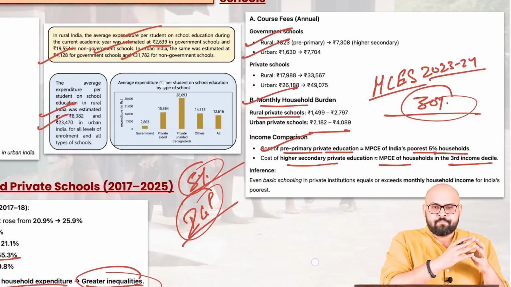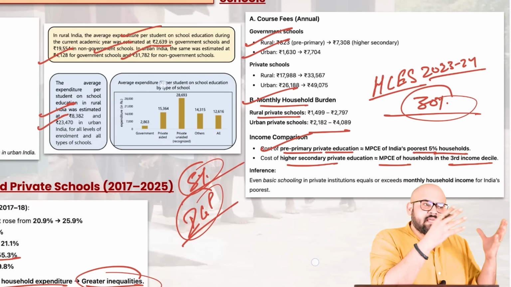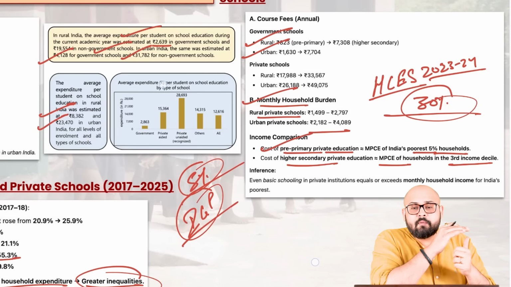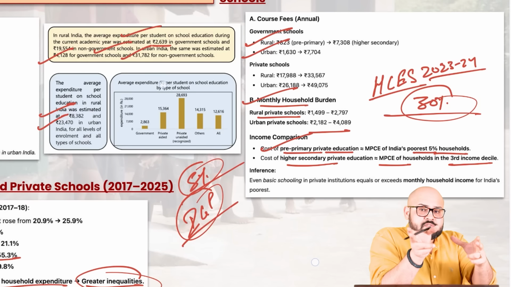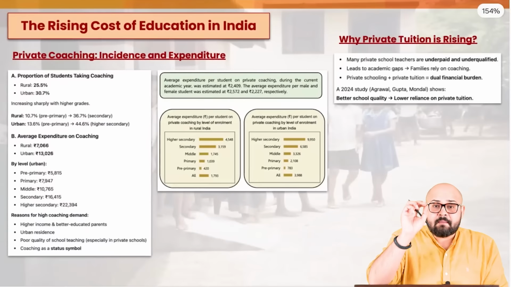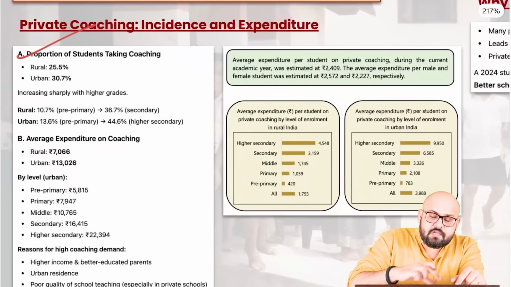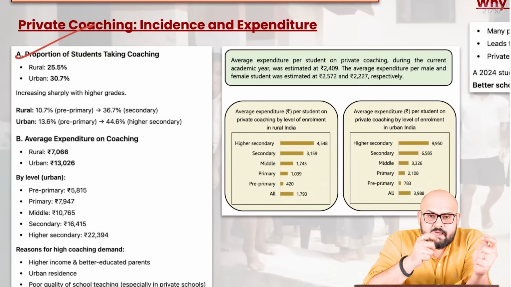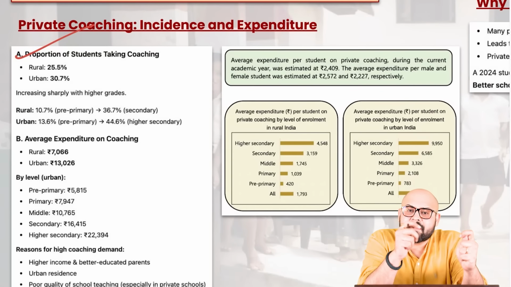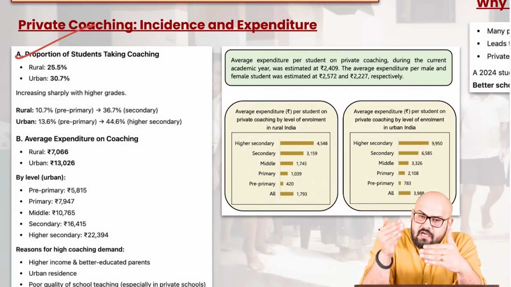Whereas the other people, the rich people, especially in the rural areas and especially in the urban areas, have a lot of options. We'll talk about that, not just private schools; they are also spending a lot of money on private tuitions. If we look at the proportion of students taking coaching, in the rural areas almost 25% of the students are taking private tuitions, and this number is almost 30% for the urban areas.